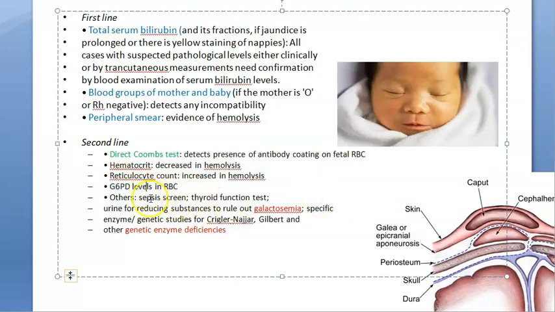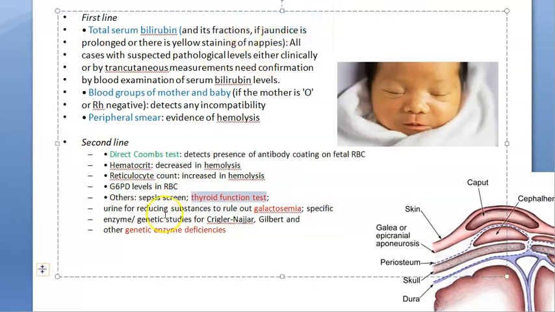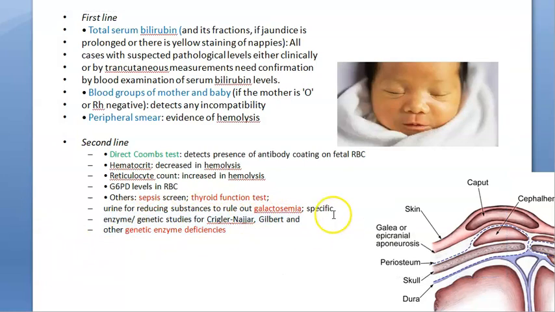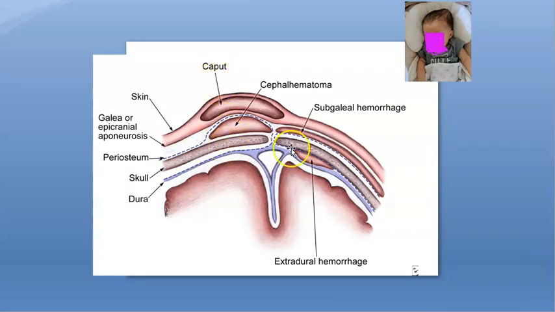Check for infection. Check for thyroid function test, because if hypothyroidism is there, that can also lead to jaundice, because there will be an underdeveloped liver. If there's hypothyroidism, sepsis, it could be an infective cause. Then there can be galactosemia. Check for enzymes, some enzymes which can cause some hemolysis, etc. Okay. Then check for cephalohematoma that could also be causing this excess bilirubin levels.